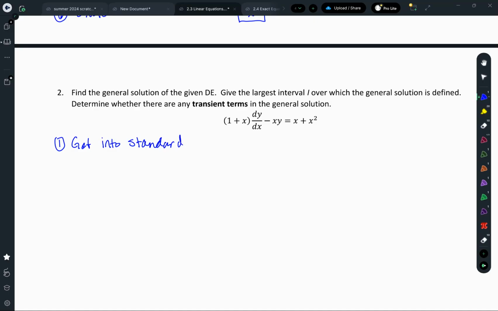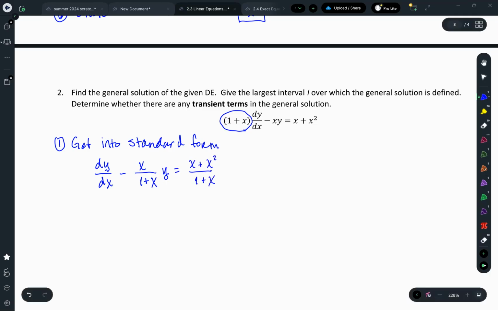That 1 plus x that's in front of the dy dx is no good. I need to divide every term by that 1 plus x so that I can get this in standard form. When I do that, I get dy dx minus x over 1 plus x times y is equal to x plus x squared over 1 plus x.